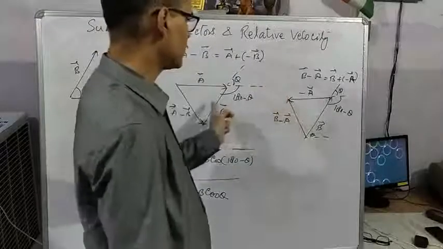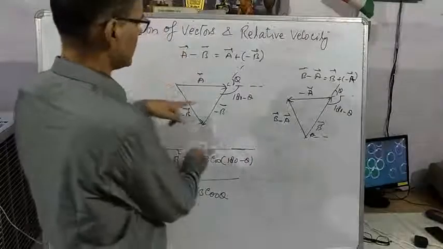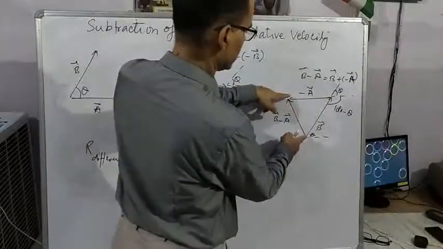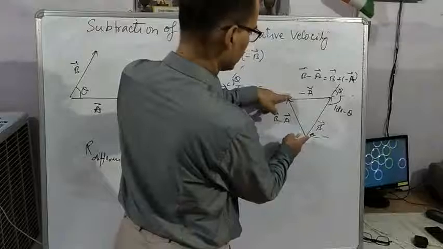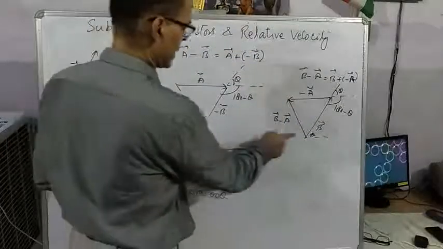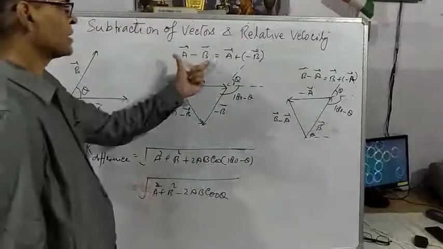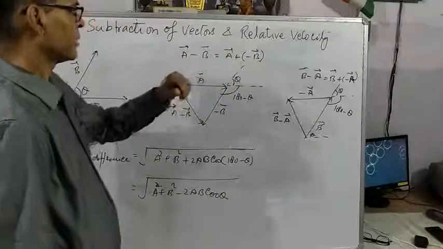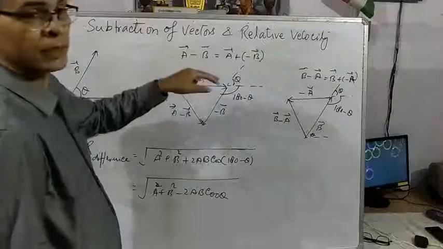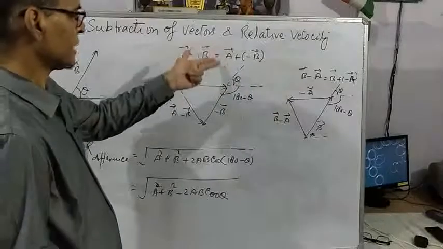Compare the two diagrams, you can easily understand that the magnitude of A minus B and the magnitude of B minus A are the same, but directions are opposite. A minus B is downwards and B minus A is upwards. Subtraction is nothing but addition. When you are adding the negative of the second vector, it becomes subtraction.